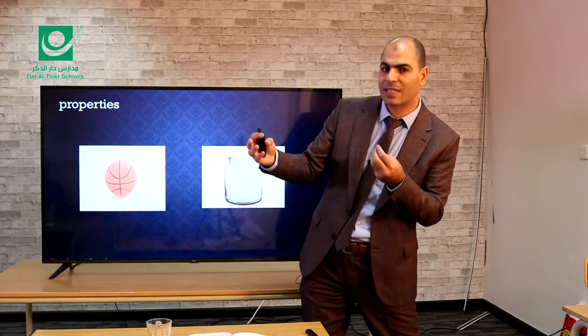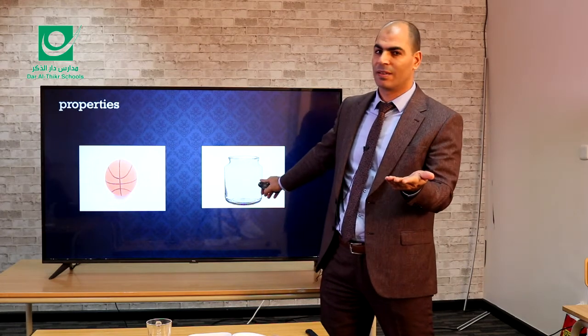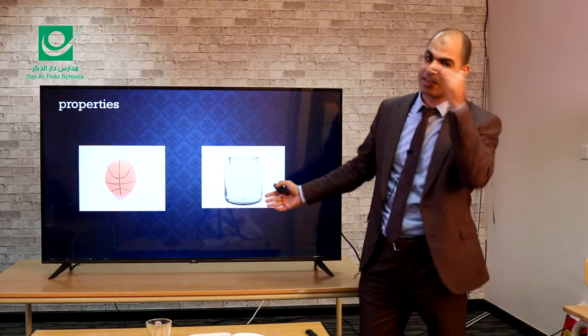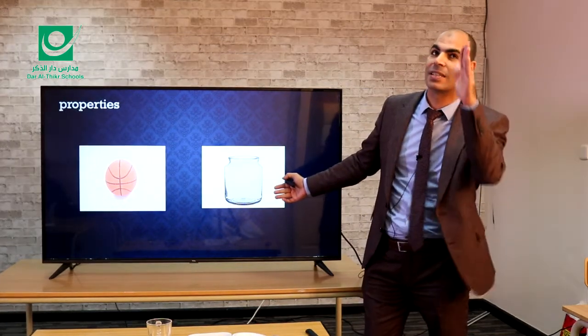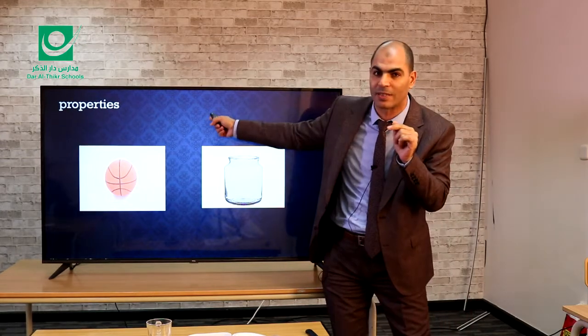The basketball is elastic, flexible, but the glass jar is not. So it has its own properties. The glass jar is transparent. Okay, it is smooth. That's why it has its own properties.